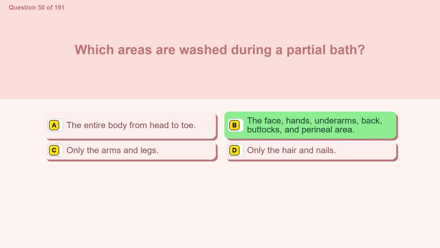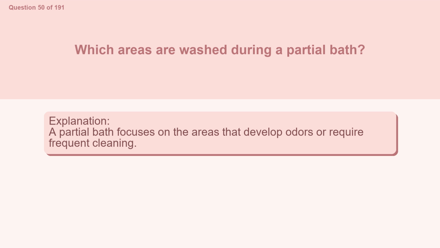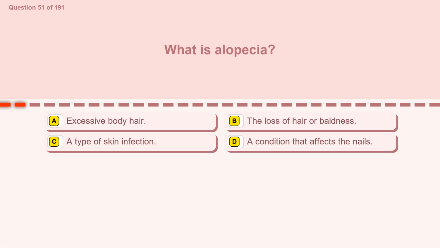The correct answer is option B. The face, hands, underarms, back, buttocks, and perineal area. A partial bath focuses on the areas that develop odors or require frequent cleaning. Question 51. What is alopecia? Option A. Excessive body hair. Option B. The loss of hair or baldness.